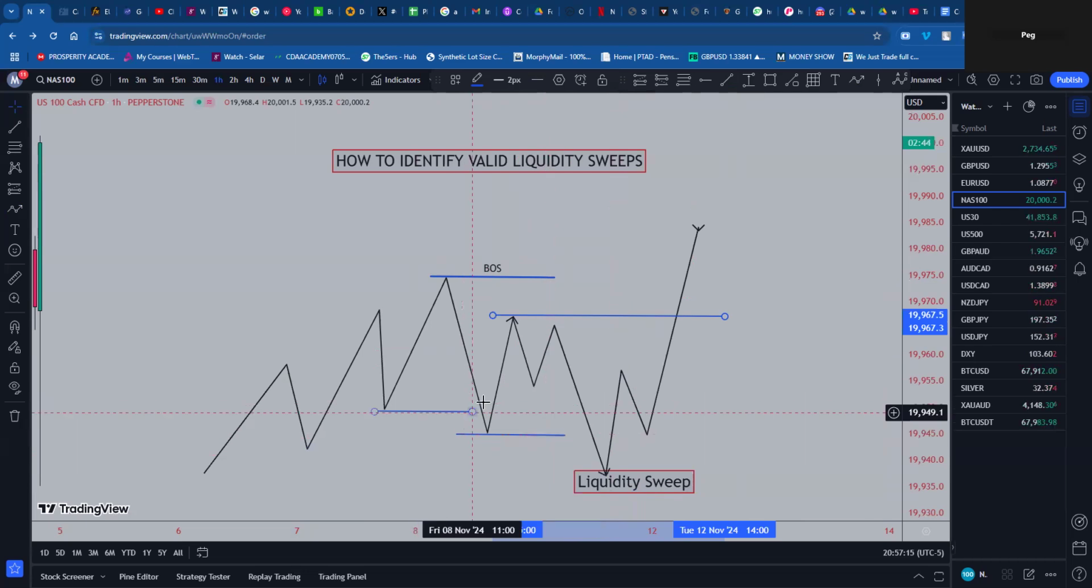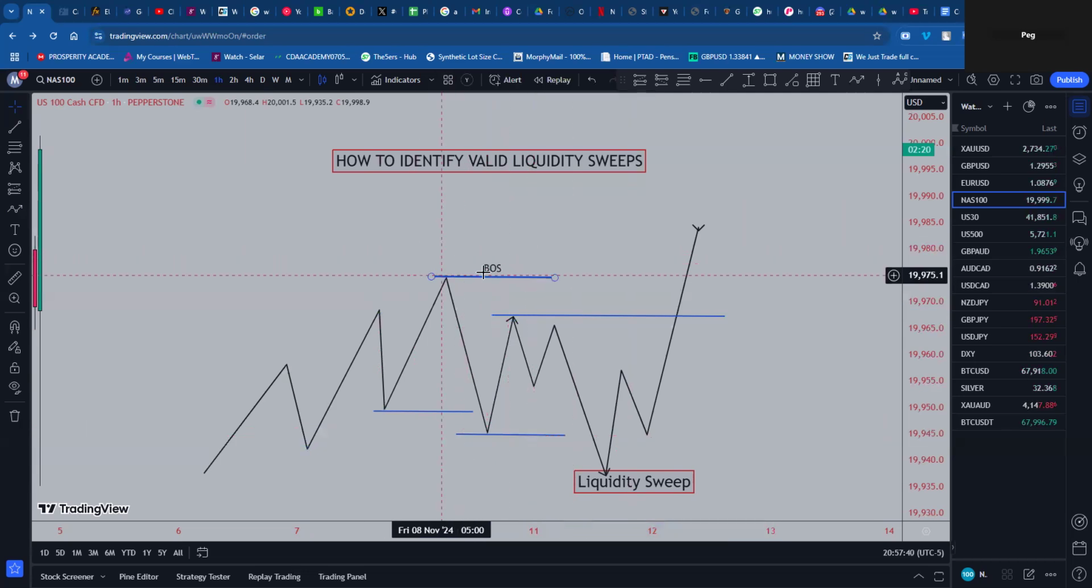For instance, in this case, once there's this sweep of this liquidity, our first assumption is, okay, if this liquidity sweep is valid, that means this low will be a strong low. And how do we confirm the strength of the low? It is by causing a break of structure. If it does not cause a break of structure, it is not a strong low.